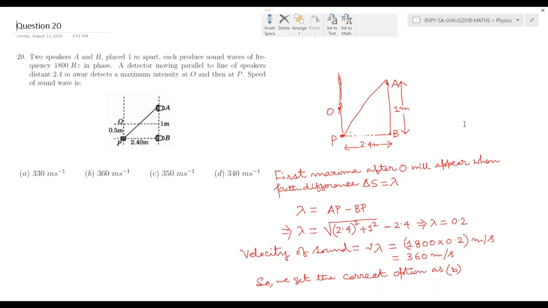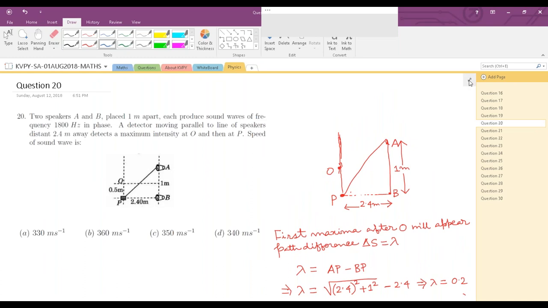After that, read the question. If you read the question, a detector means an instrument which detects the intensity of the speakers. A detector moving parallel to the line of the speakers, that means a detector, if I use a different color, a detector is moving in this path, and it is finding wherever we find the maximum intensity. First maximum intensity came at O. At that time, what is the path difference? AO minus BO. But that is not our point of discussion, because it is mentioning that after some time, the maximum intensity is again observed at the point P.